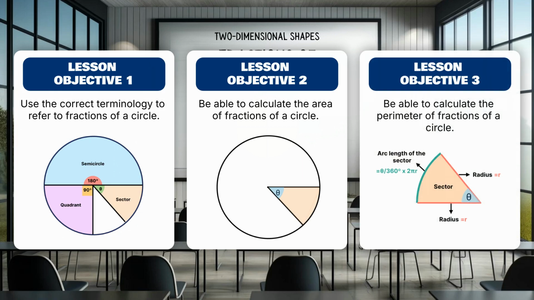The perimeter of a semicircle included half the circumference plus the diameter. For quadrants, it was 1/4 of the circumference plus the two radii. For sectors, the perimeter consisted of the arc length, derived from the central angle, and the two radii.